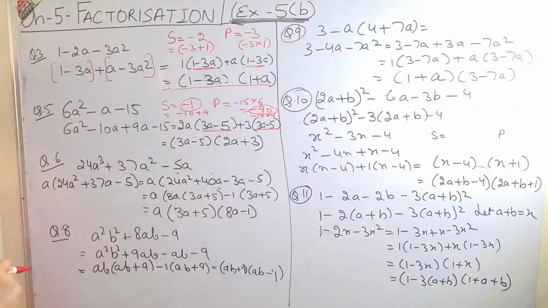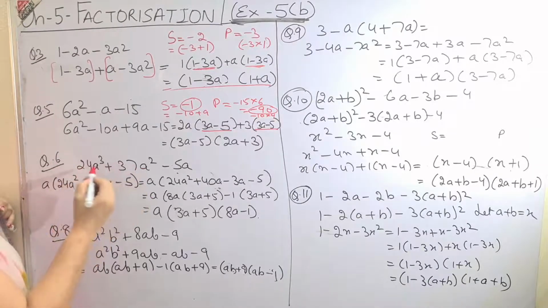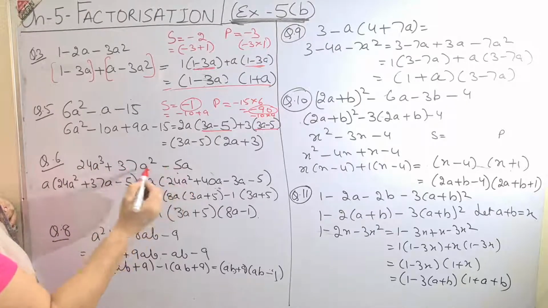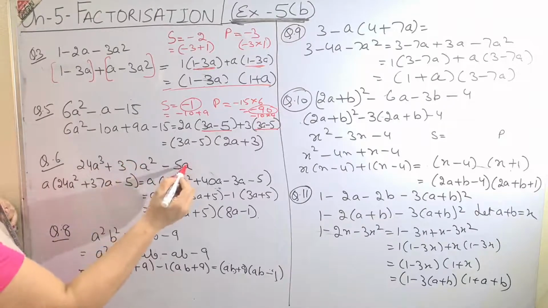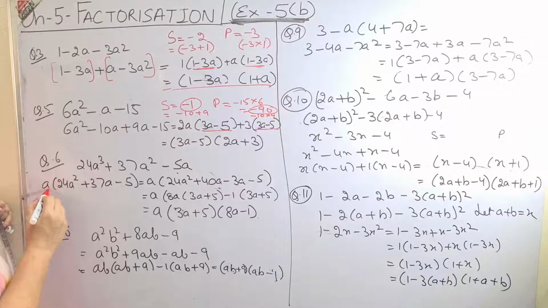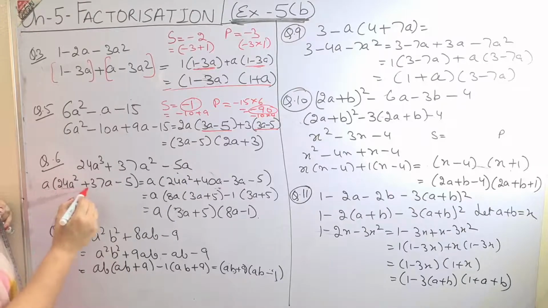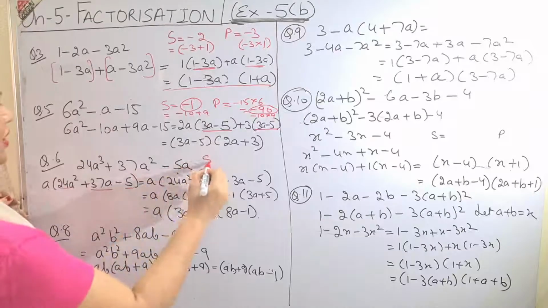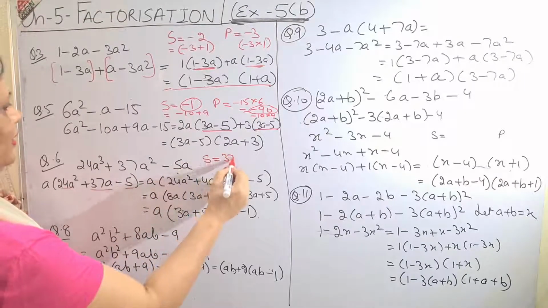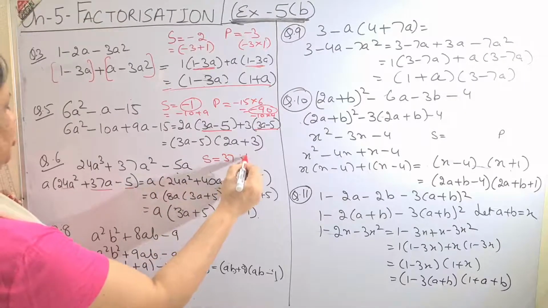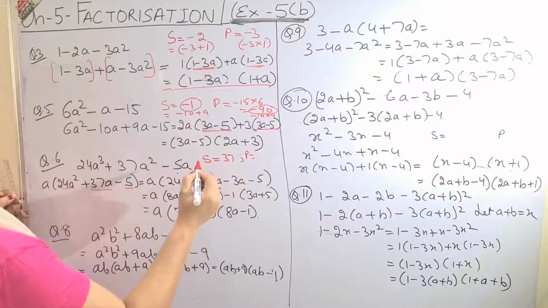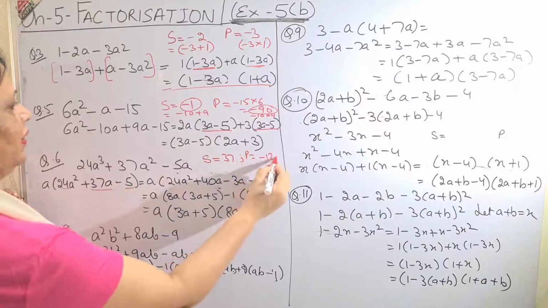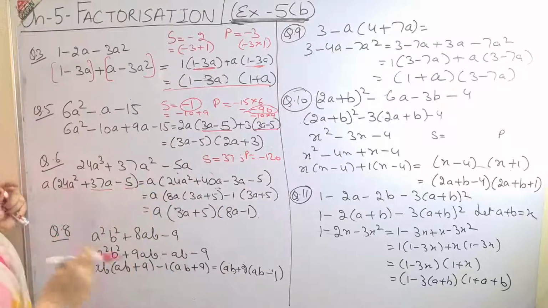Similarly, question number 6. Now in this sum there is a little difference. The difference is that in all the 3 terms you have one a common. A of degree 1 is common. So I took a common first out. I am left with 24a square, 37a minus 5, and the rest is same. Your sum should be 37, and your product should be 24 into minus 5, which is minus 120. So again I have done it.